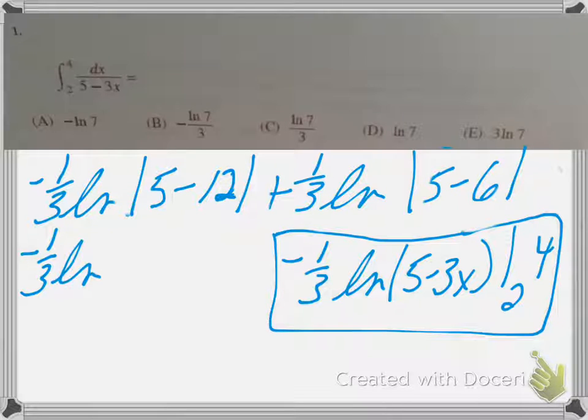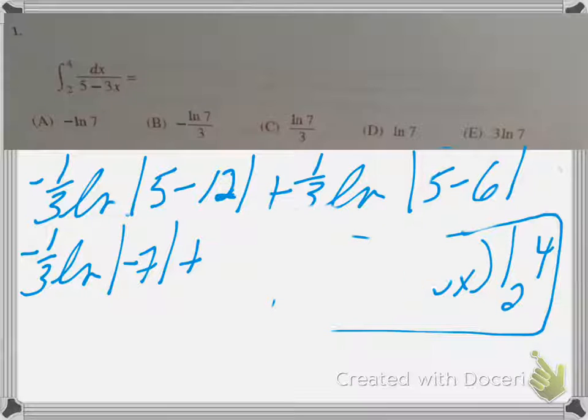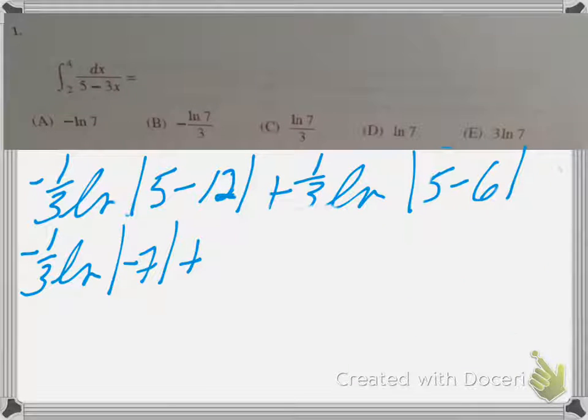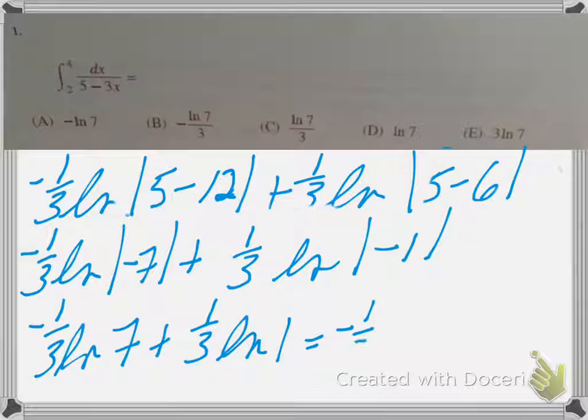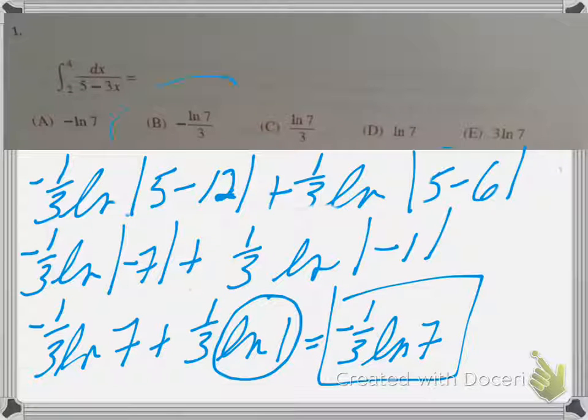Okay, so we're going to get ln of absolute value of negative 7 plus 1/3 ln of absolute value of negative 1. Okay, absolute value of negative 7 is positive 7. Absolute value of negative 1 is 1. Okay, we're going to simplify some more because this is none of the choices. And hopefully you remember that ln of 1 is equal to 0. So 0 times 1/3 is just 0. So your final answer would be this, and that was choice B.